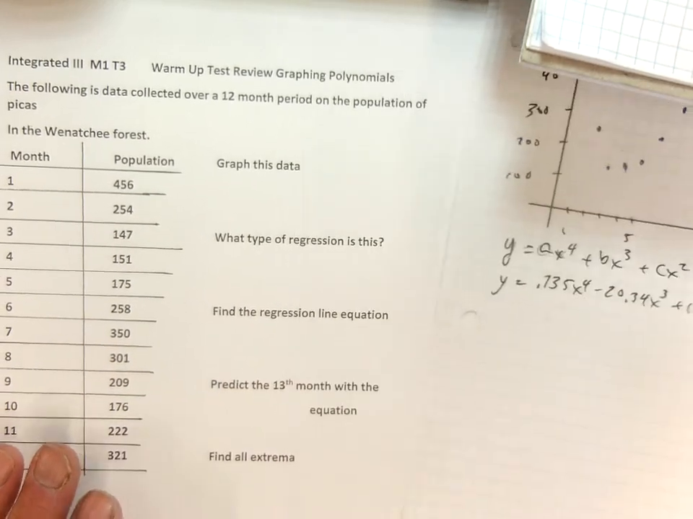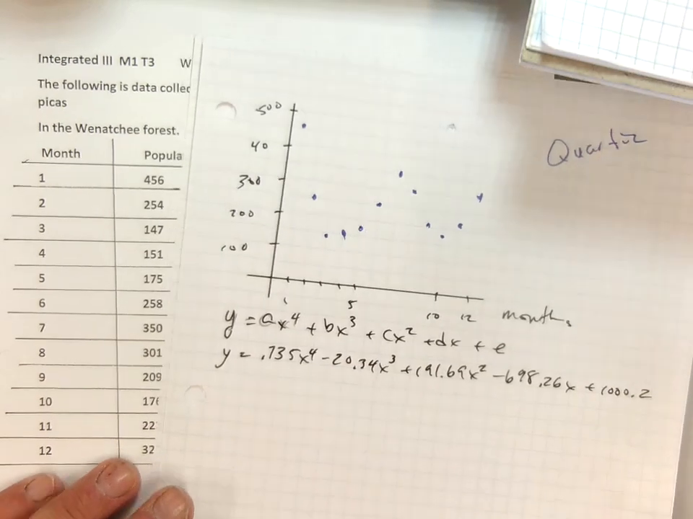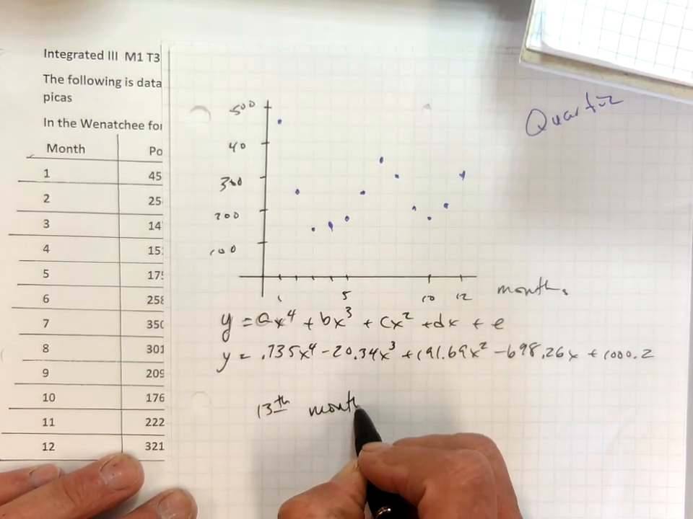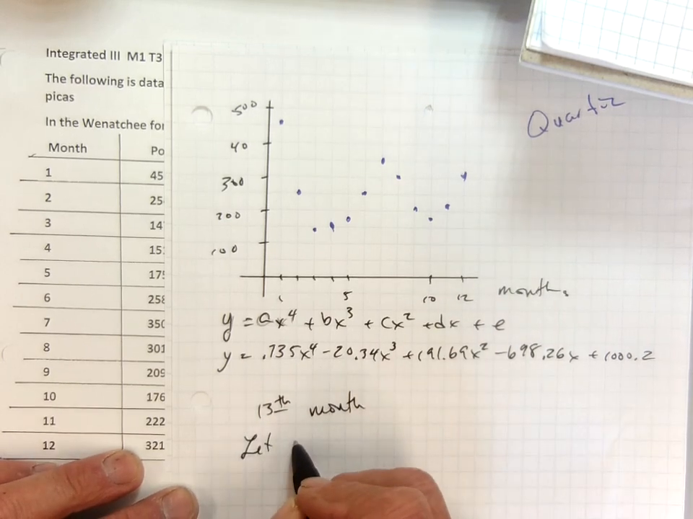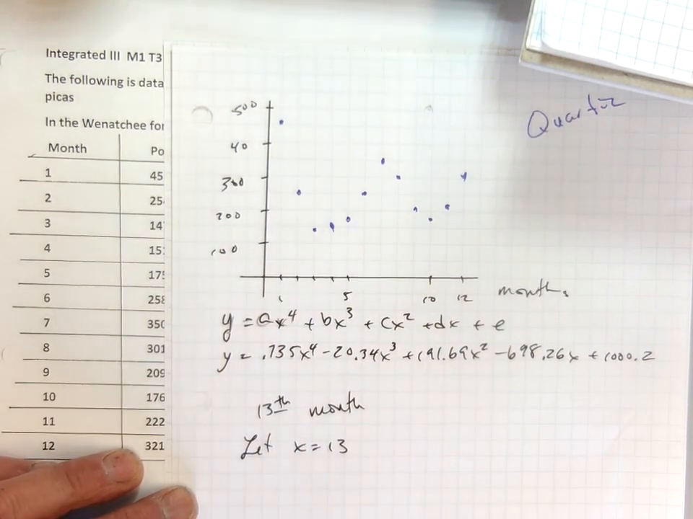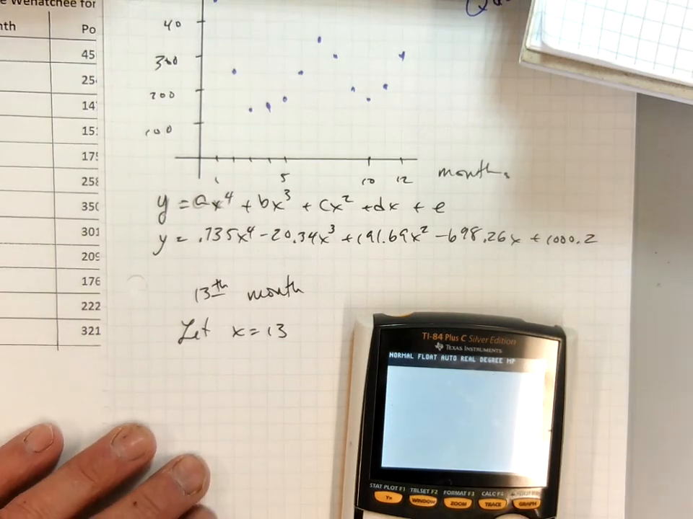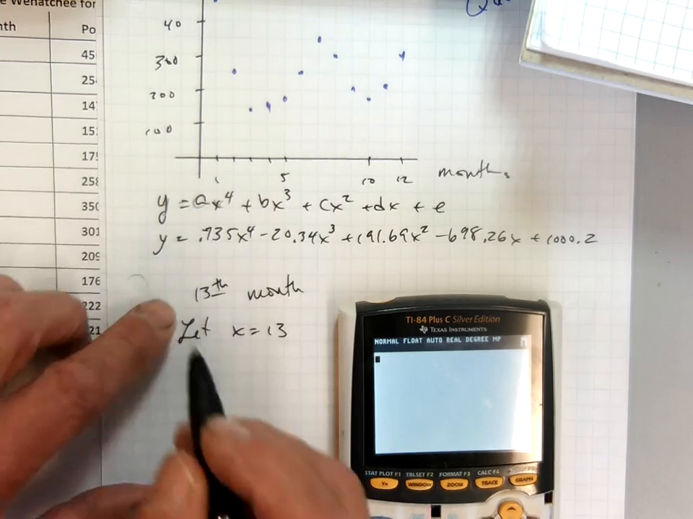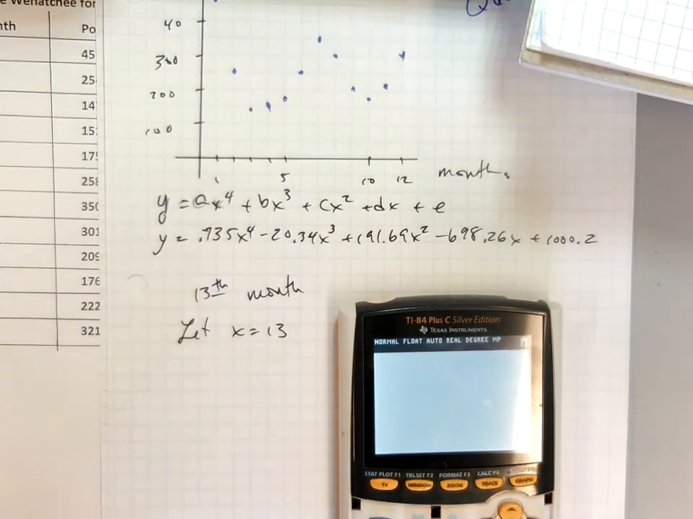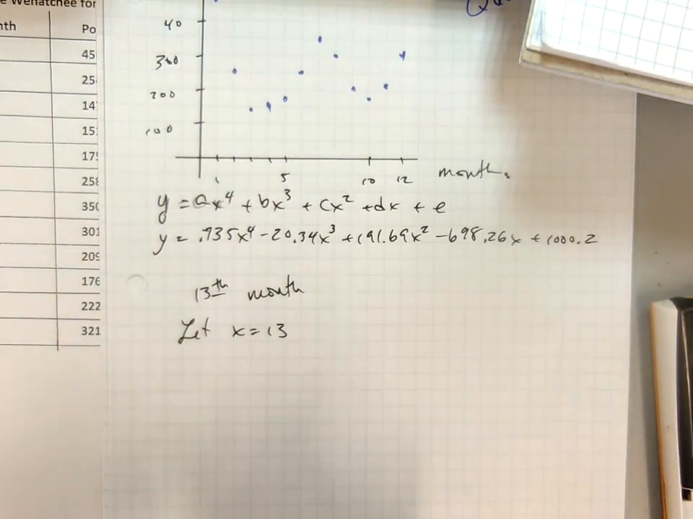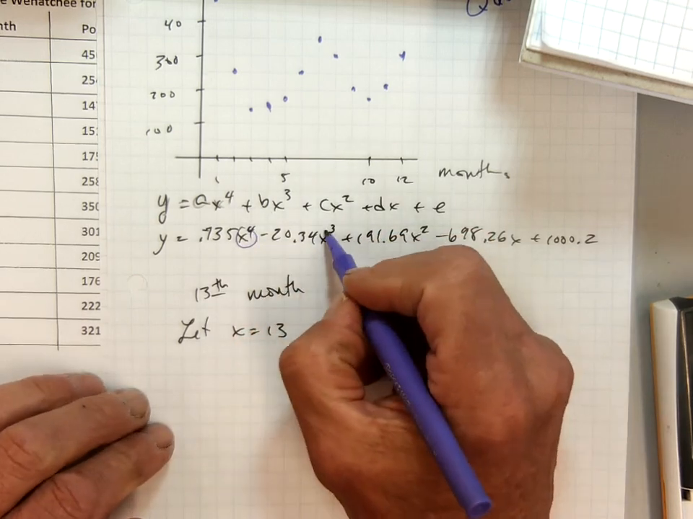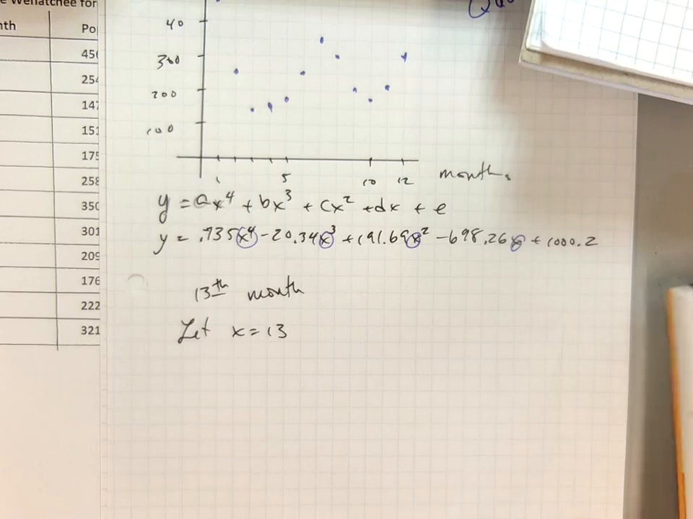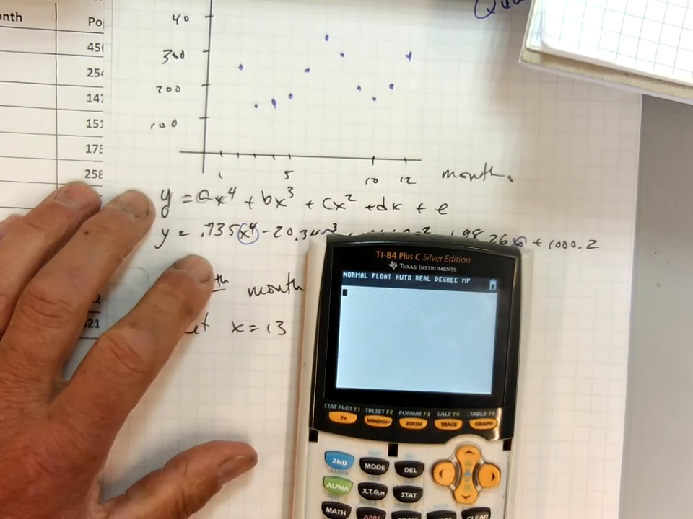Now, 13th month, okay? To get the 13th month, I'm just going to plug it in. I'm just going to let x equal 13. That's a lot to put in, so I'm definitely going to use my calculator. Where am I going to put it in? For every x value, so I'm going to put it in here, here, here, and here, right? That's the 13th month. All right, so here we go.